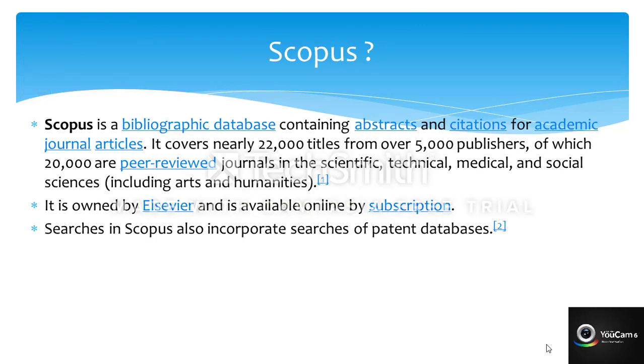But before that, everyone wants to know what is Scopus. Scopus is a bibliographic database that contains abstracts and citation for academic journal articles. It covers 22,000 titles from over 5,000 publishers, of which 20,000 are peer-reviewed journals in the scientific, technical, medical and social sciences, including arts and humanities. It is owned by Elsevier and is available online by subscription. Scopus also incorporates searches of patent database.